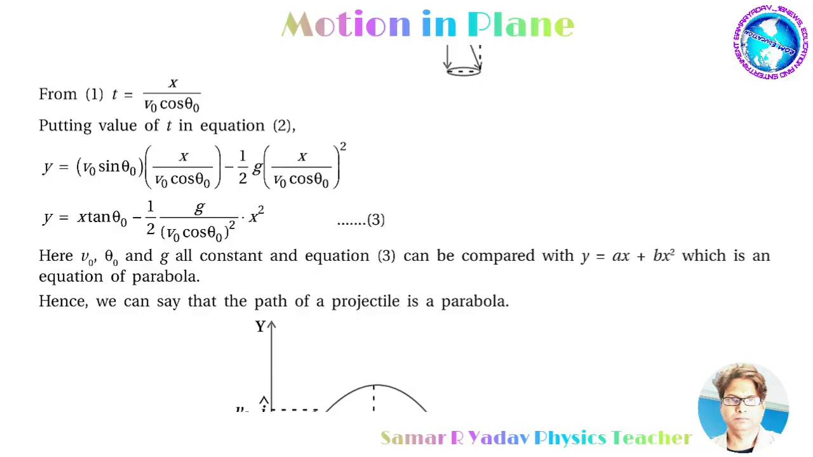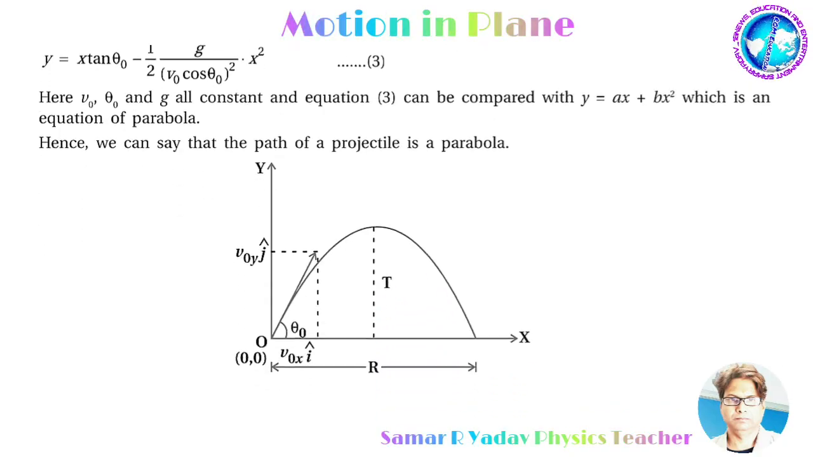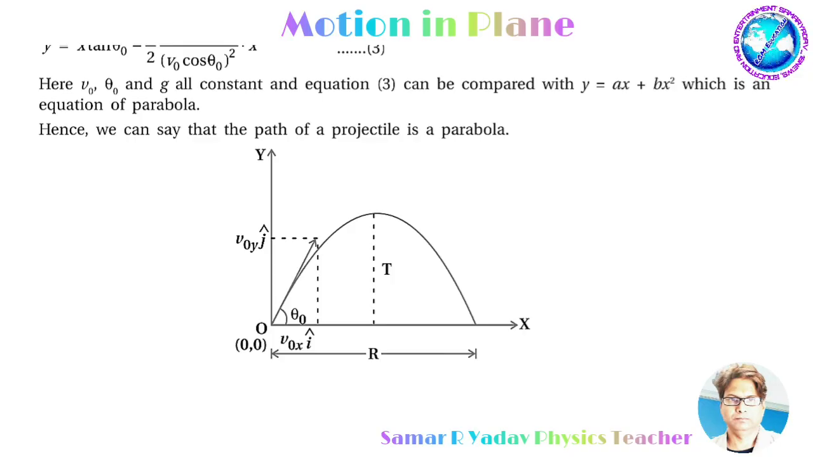Here v0, θ0 and g are all constant, and equation 3 can be compared with y = ax + bx², which is an equation of a parabola. Hence we can say that the path of the projectile is a parabola. You can see in a figure also.